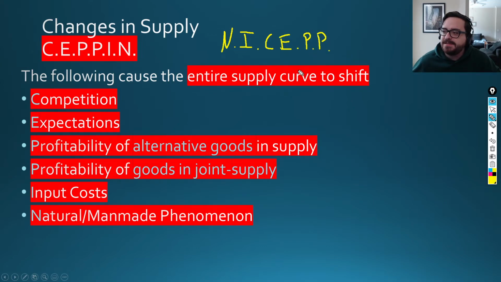In my class, NICEPP. If that one works better for you, if you have a dumb third grade brain like I do, this will help you remember it better because it's stupid and you can laugh a little bit when you think about it, go for it. I'm going to refer to SEPN the entire time.